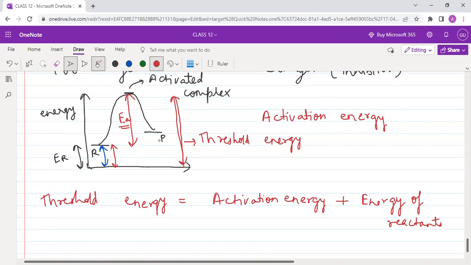Now tell me, in this reaction, which one is having more energy? Product or reactant? Which is greater? Product. Yes. That means reactants have lesser energy and products have more energy. That means products have absorbed energy, right? And the reactions in which energy is absorbed are called endothermic reactions.